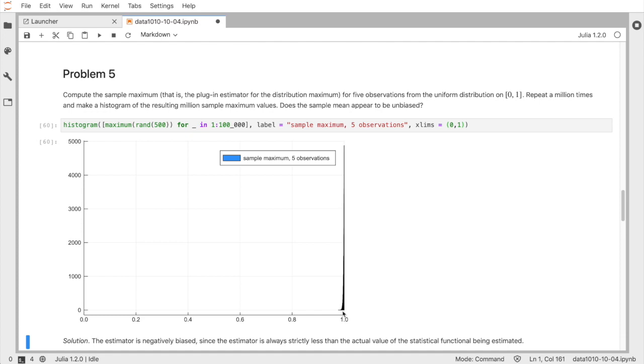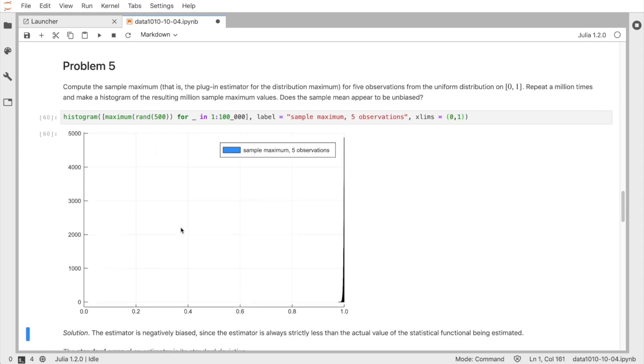So the bias is still negative. It's always negative, but it might be a very small negative value. For a very large sample size, it will be, and the variance is also going to 0. So this is another example of a consistent estimator. So both of these estimators are consistent.